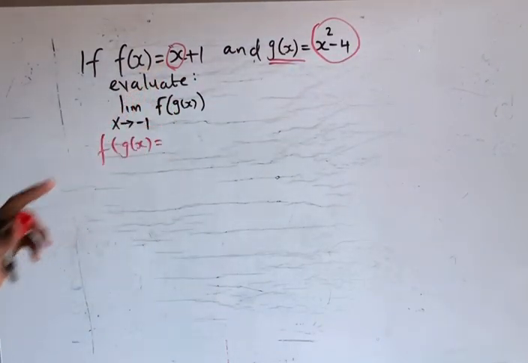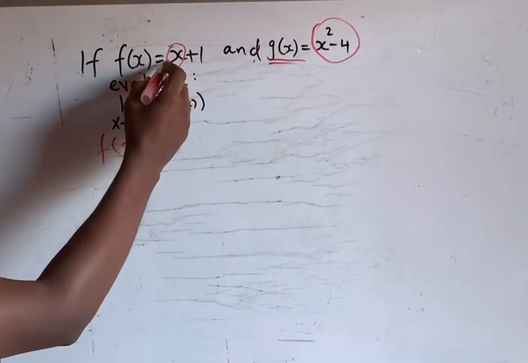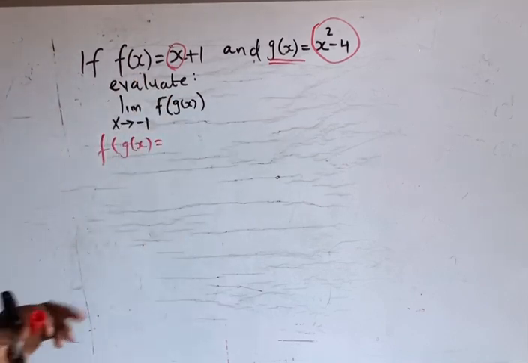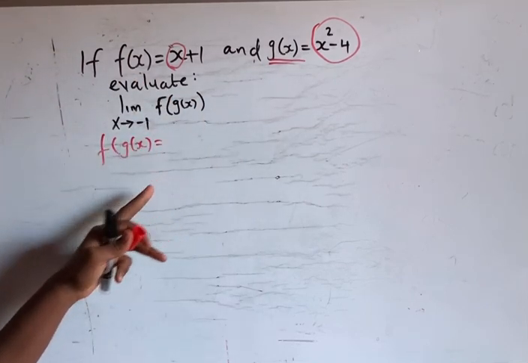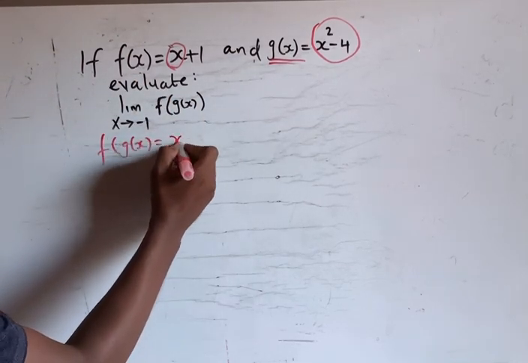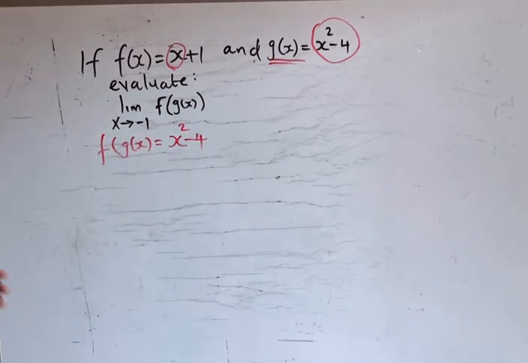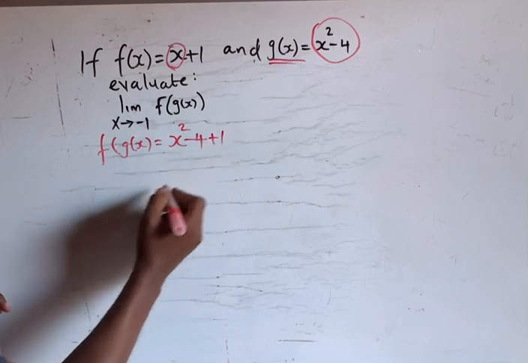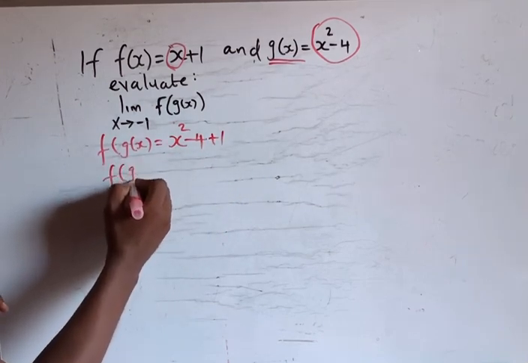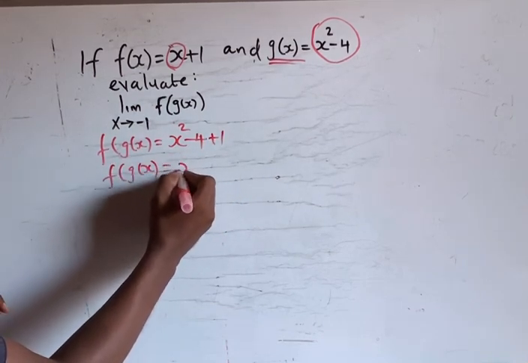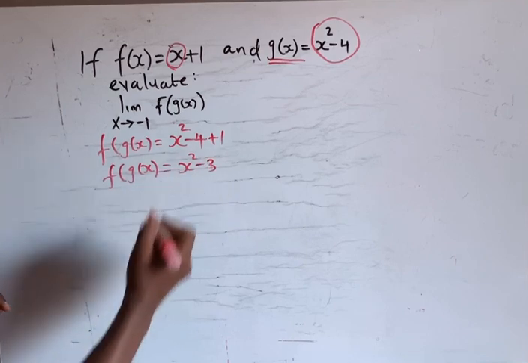So instead of having f of x equals x plus 1, we shall have f of g of x equals x squared minus 4, so we replace the x with that value, plus 1. So this gives us f of g of x is the same as x squared minus 3.